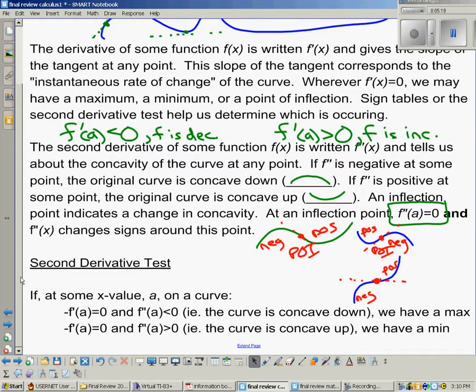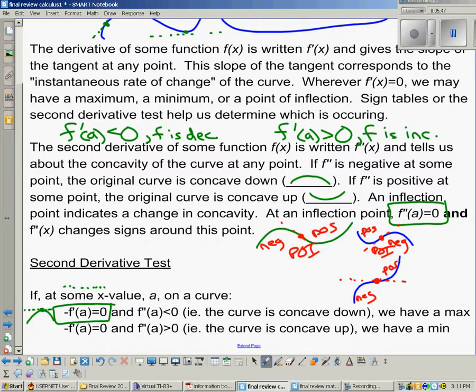Second derivative test. So if at some point you find that f prime at a is 0, that means you've got a horizontal tangent. And the curve is concave down. Okay, so let's see if we can draw this. Horizontal tangent and the curve is concave down. I must have found a maximum. So that's one way to test for whether you have a max or min.